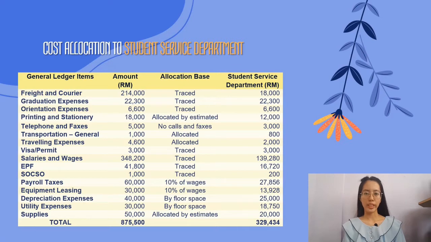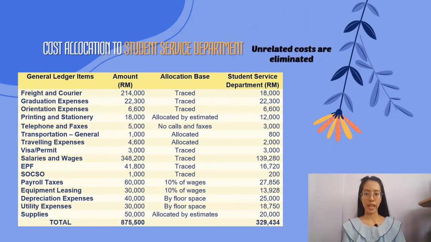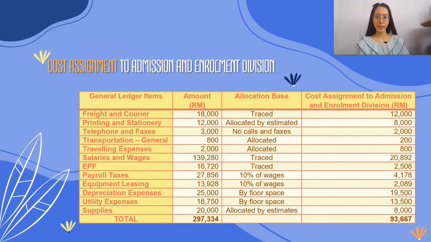The table shows the cost allocation to the Student Service Department. The related costs are then assigned to the Admission and Enrollment Division, while the unrelated costs are eliminated. The table shows the cost assignment to the Admission and Enrollment Division. The total cost assigned for this division is RM93,667. This amount will then be used to compute the cost pool rate.